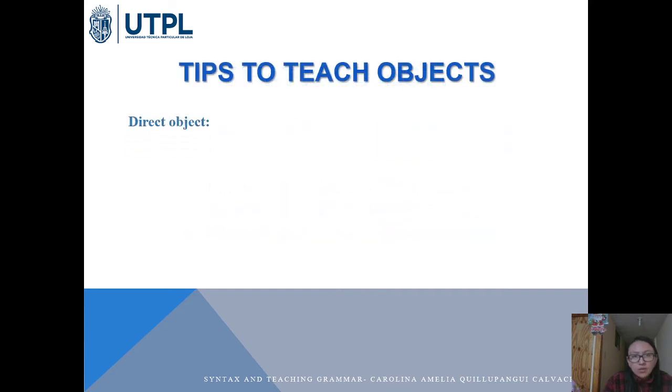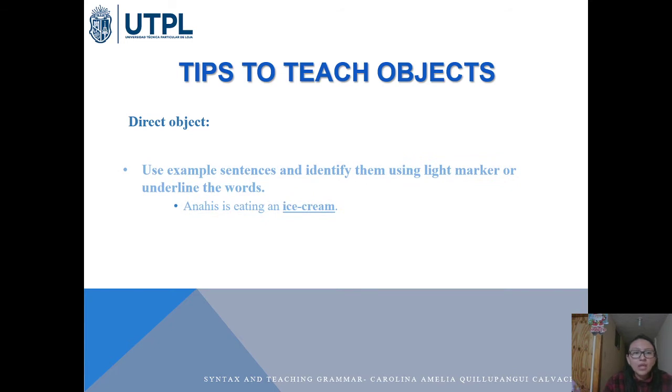Okay, so here we go with the tips. For the direct object, we can use examples with sentences and identify them using line markers, underline the words, or circle the word to understand that this is the direct object. For example, in the sentence, Anais is eating an ice cream, ice cream is bolded and underlined because this is the direct object. So you will need to teach your students how to identify them.